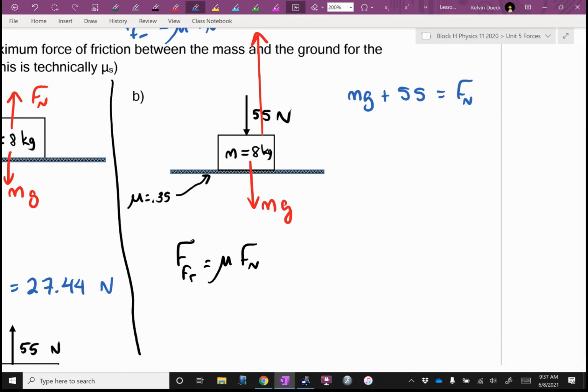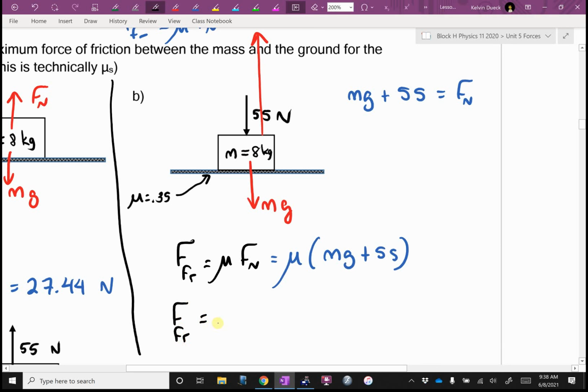Or you know what? Wait a minute. I'm going to be lazy. Mu times mg plus 55 in brackets there. Oh, there's mu times the normal force. Rather than doing it separately, why don't I do it all in one step? I've got a good calculator. Hopefully by now you've purchased a decent calculator. You want me to figure out the maximum force of friction for this one? It's going to be 0.35 bracket 8 times 9.8 plus 55, close bracket.